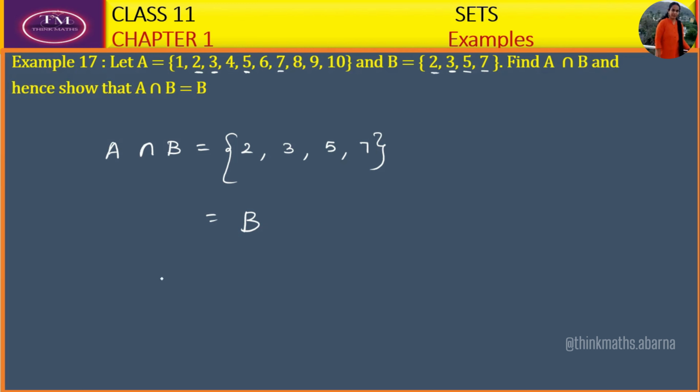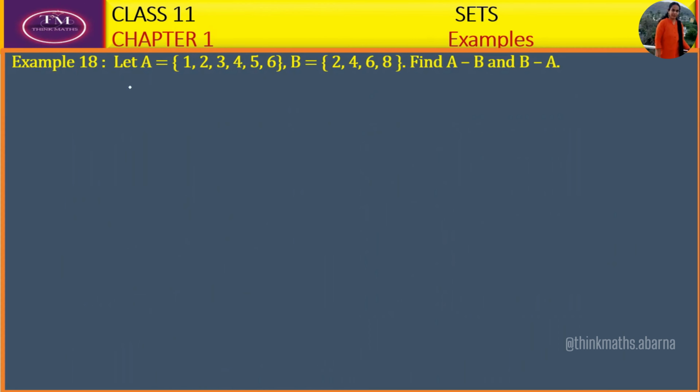Okay, children. So moving on to the next example. Example 18. Let A be 1, 2, 3, 4, 5, 6 and B be 2, 4, 6, 8. Find A minus B and B minus A. That is, we have to find out the difference. Okay, first we are going to find A minus B. What do you mean by A minus B?